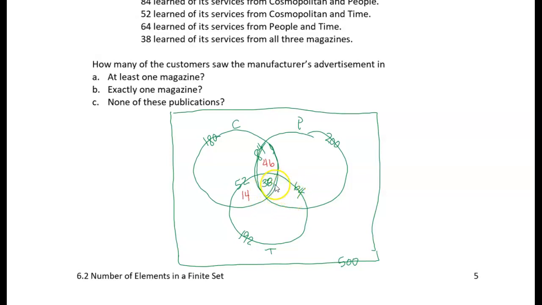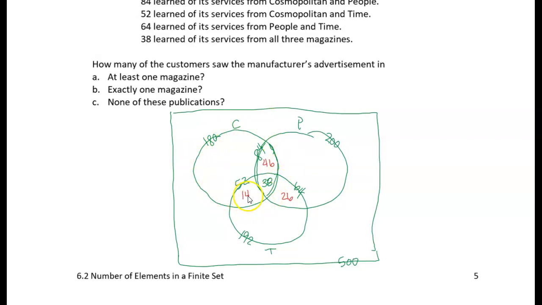And then finally, again, we have another intersection between the people who learn from People magazine and Time Magazine. 38 also learned from Cosmopolitan, so we have to have 26 that learned from People and Time, but not Cosmopolitan, because the whole intersection has to add up to 64. And again, we just keep working our way around.